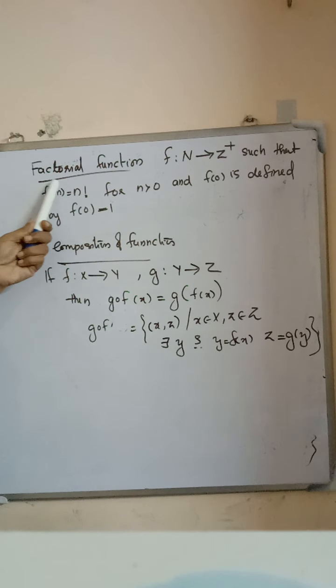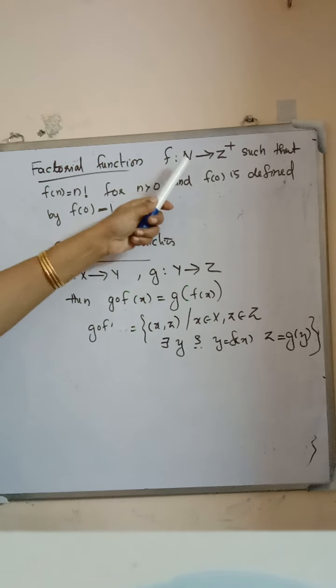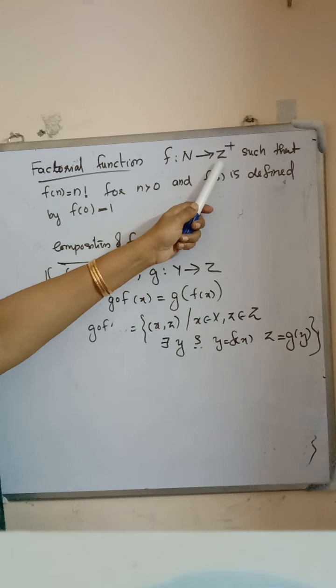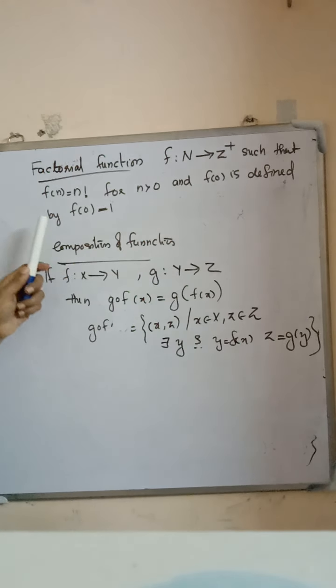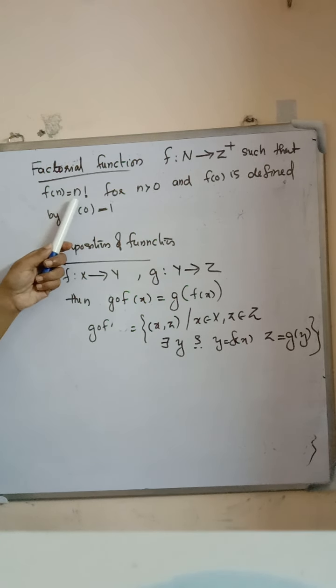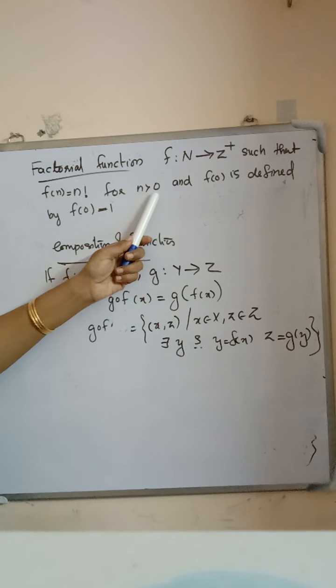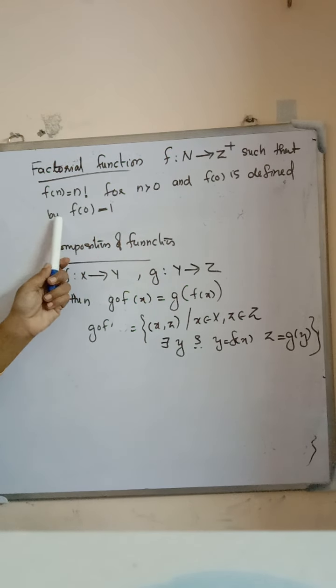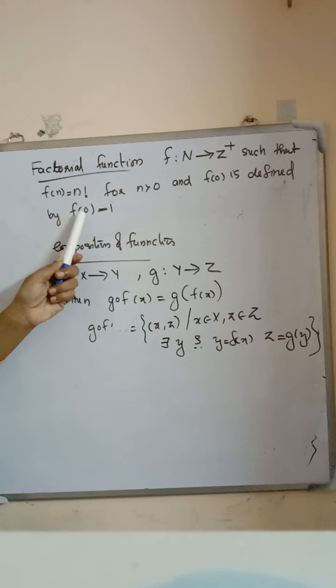Now we consider the factorial function. f from the set of natural numbers to the set of positive integers such that f of n is equal to n factorial. N factorial means the product from 1 to n for n greater than 0, and f of 0 is equal to 1. Factorial of 0 is defined as 1.